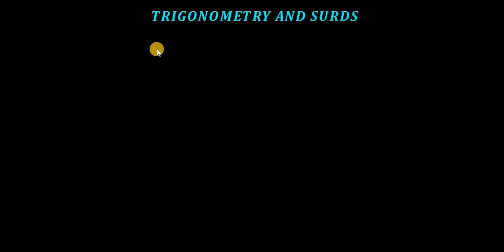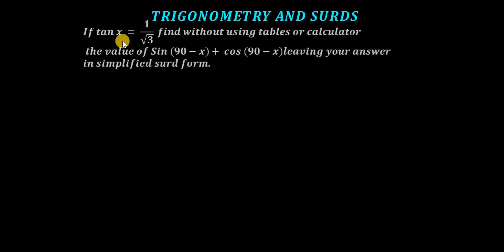Welcome to today's presentation. This video is about trigonometry and surds, and the question you're tackling today reads: if tan x is equal to 1 over root 3, find without using tables or calculator the value of sine of 90 minus x plus cosine of 90 minus x, leaving your answer in simplified surd form.